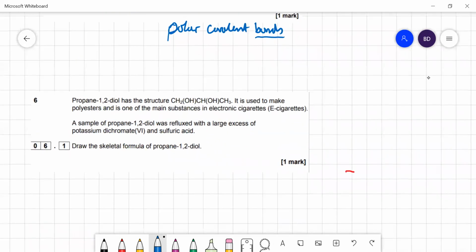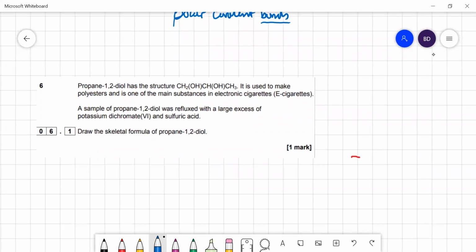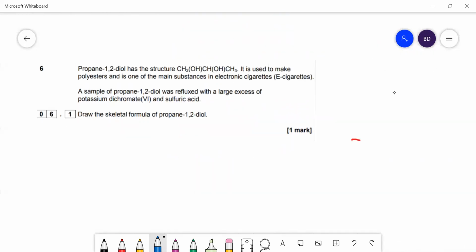Okay. So propane 1,2-diol has that structure, and it's used in e-cigarettes and so on. A sample of propane 1,2-diol was refluxed with a large excess of potassium dichromate and sulfuric acid.